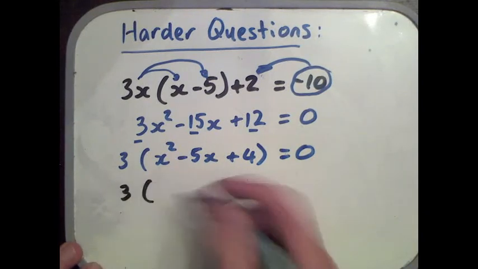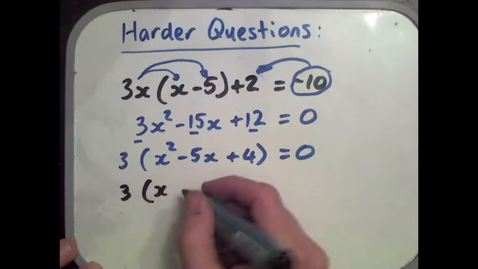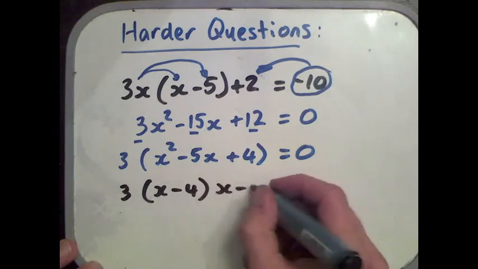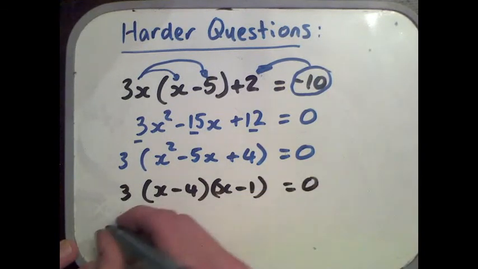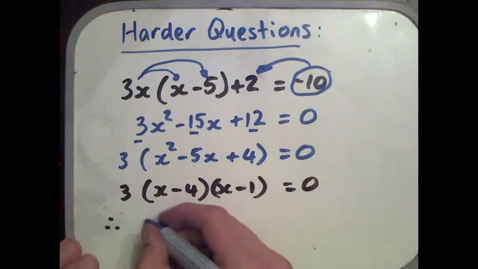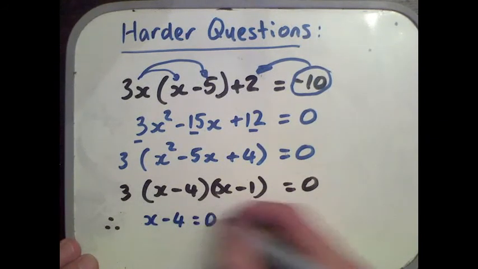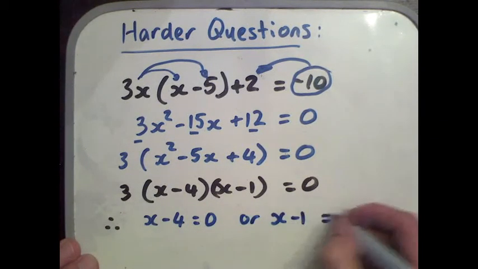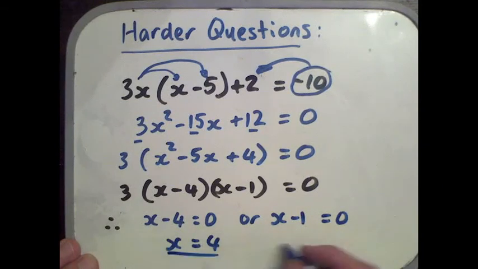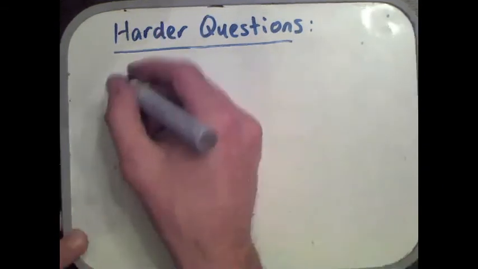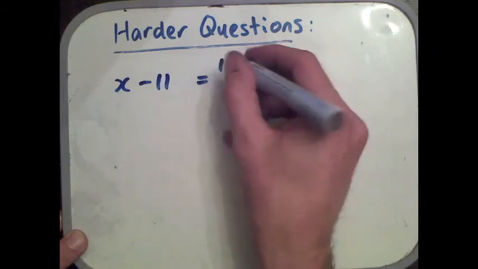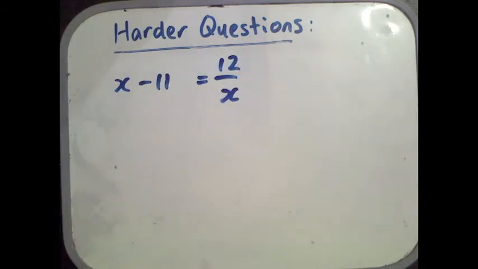So can we factorise that? Absolutely we can. We can get x take 4 bracket x take 1. Now we've got null factor law stating x take 4 must equal 0, or x take 1 must equal 0. Therefore x equals 4, or x equals positive 1. Two solutions. Okay, let's look at our example here.